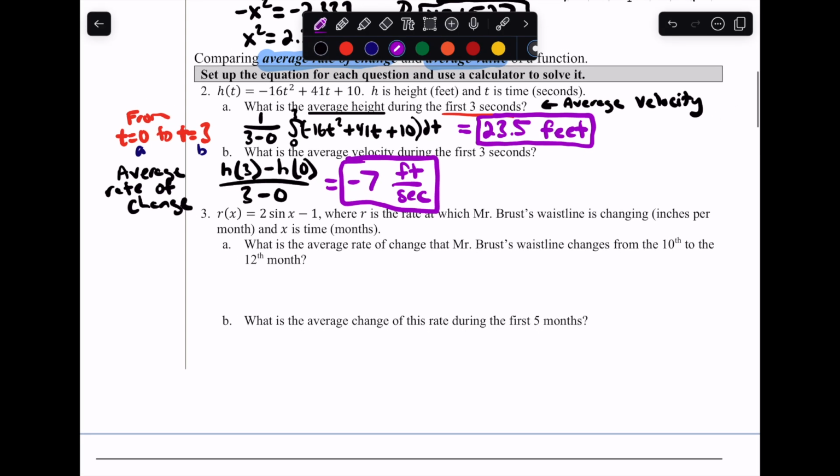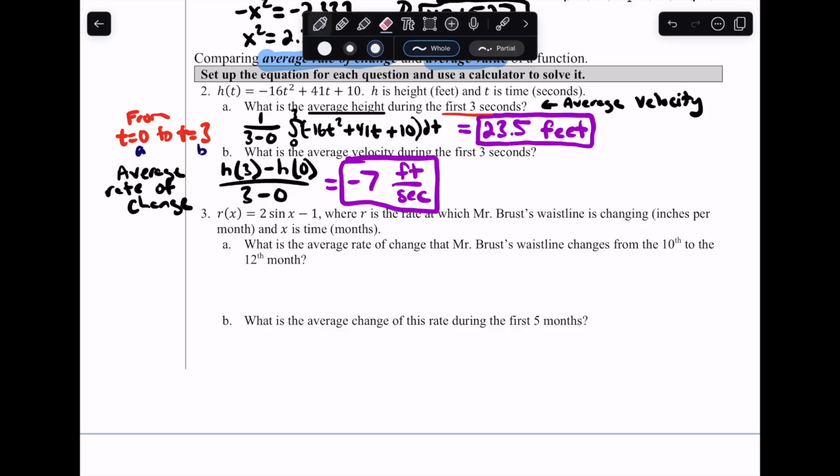R of x is equal to 2 sine of x minus 1, where r is the rate at which Mr. Brust's waistline is changing in inches per month, and x is the time in months. Two things I'll notice here, just thinking about some work we've been doing since earlier in the year. Notice that they gave us a rate, and the waistline is in inches per month. This tells me we're already dealing with something that is essentially a derivative, because it is a rate, and we see the units are also a rate in inches per month.